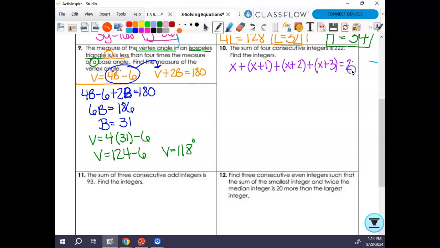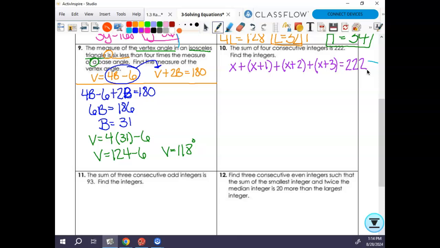Consecutive integers. We don't know where we're starting, but whatever this one is, for the next one I have to add 1, and then I add 1 to that, and then I add 1 to that. Does that make sense? Those are consecutive. They're not consecutive odd or even. It's just consecutive. Everybody okay with that?